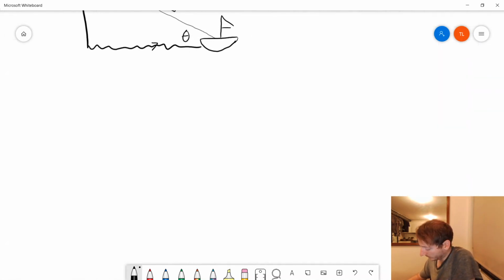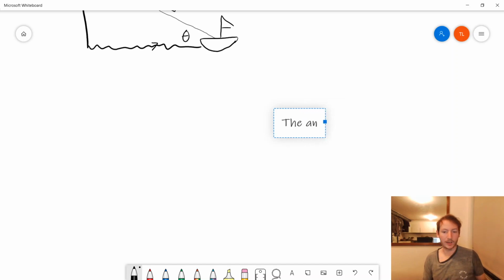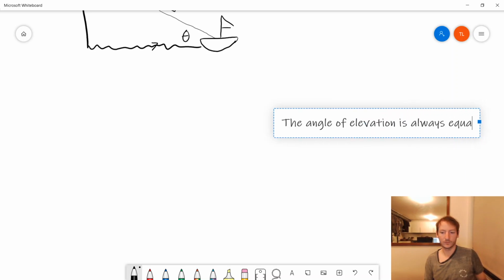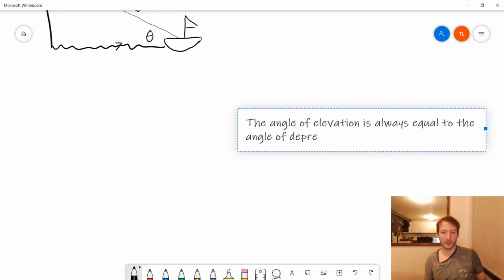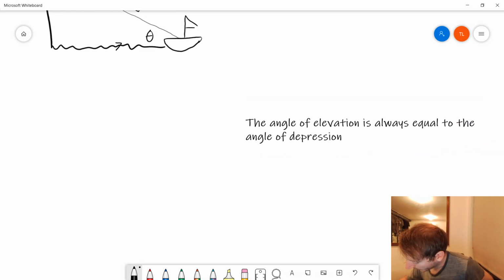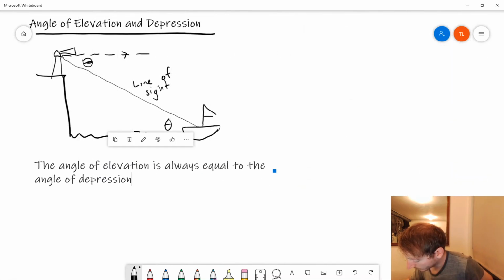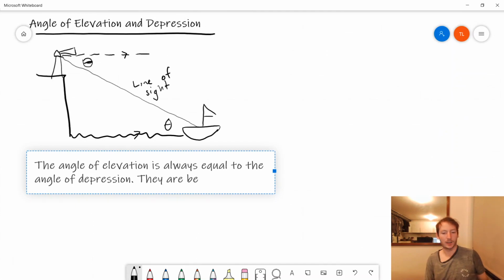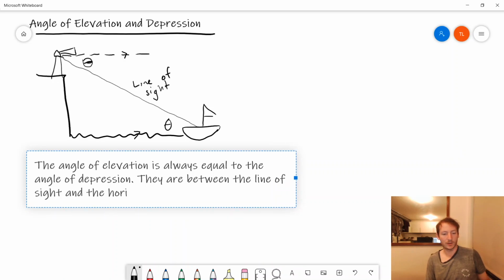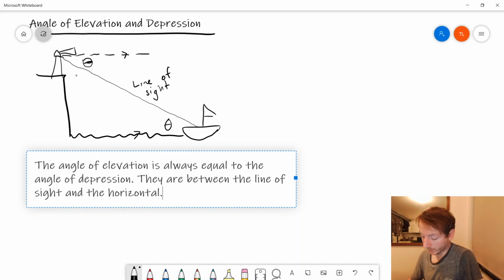Alright, so let's write that down. So the angle of elevation is always equal to the angle of depression. Let me just move it before I keep going. They are between the line of sight and the horizontal. Remember, horizontal. The most common mistake is going to be putting the angle here when that's not the case.